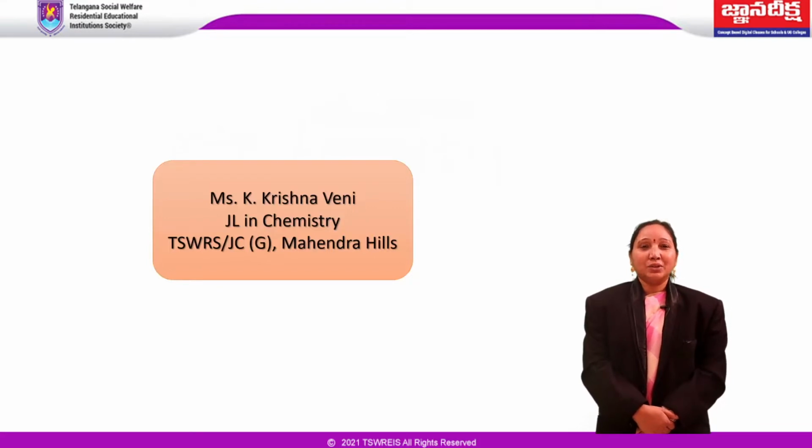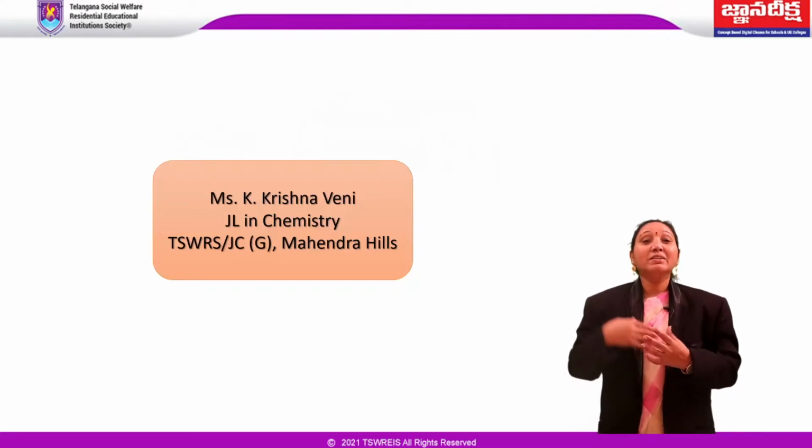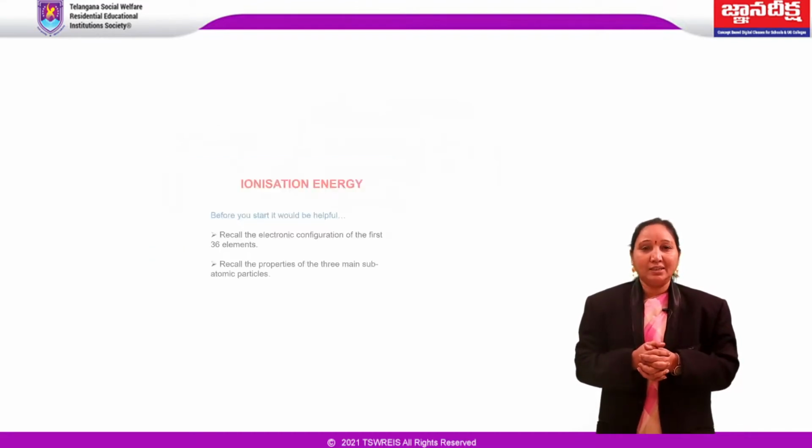We all know that electrons are revolving around the nucleus, and is it possible to remove the electron? Yes, if we give some energy, the electron will be removed easily. And what is that amount of energy given to the element to remove the electron? That is called ionization energy.